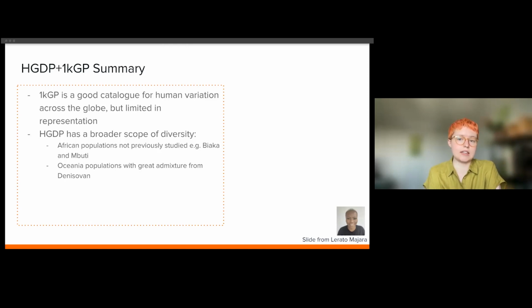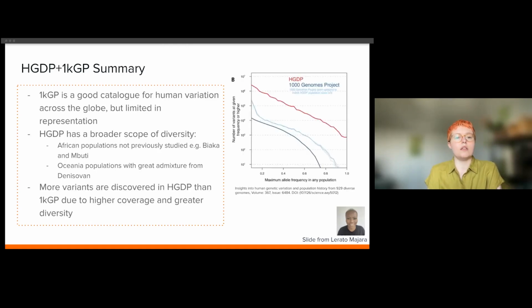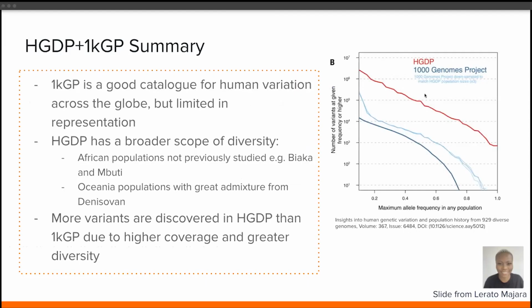For example, it added in samples from the Middle East and Oceania, which were not in the 1,000 Genomes data set. It also fills in huge swaths of samples across African populations as well. Figure B here is from the 2020 HGDP paper on the release of the newly sequenced samples, and it is showing that more variants per individual are discovered within HGDP than 1,000 Genomes. This is likely due to the higher coverage and greater diversity in this data set.